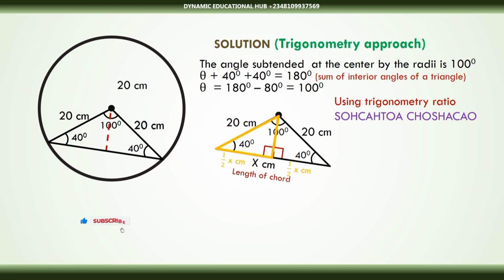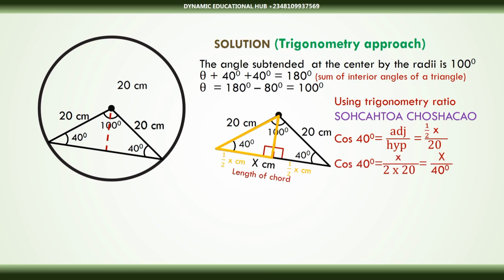Using the trigonometry ratio, by choosing half of the triangle shown, you can use cosine. So cos 40 degrees equals adjacent over hypotenuse, which is (1/2 x) over 20. When we solve that, cos 40 degrees equals x over 2 times 20, which is x over 40. Then making x the subject of the formula, we have x equals 40 cos 40 degrees. When we solve that, we get 40 times 0.7660, which is also 30.64 centimeter.